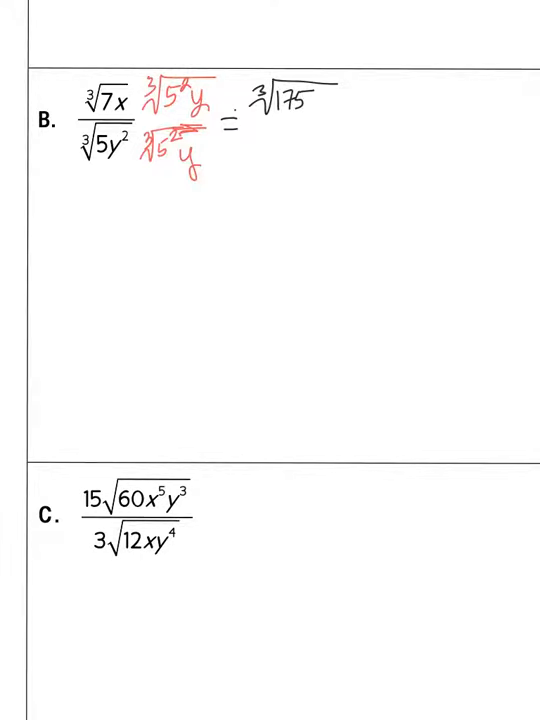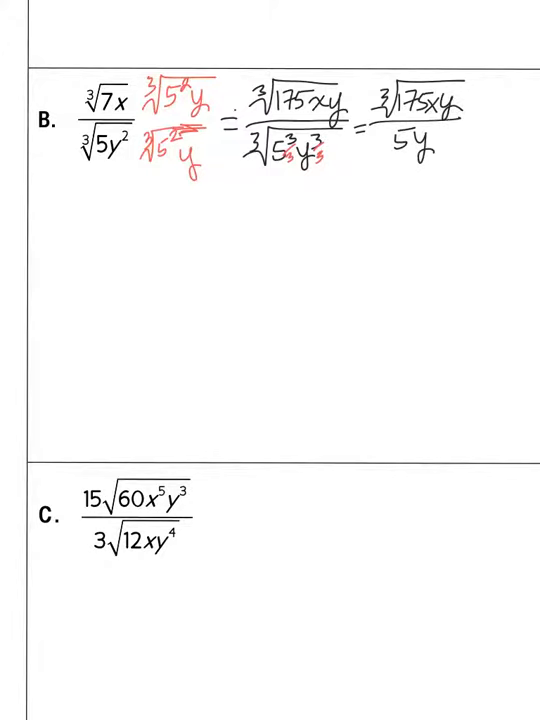There are no perfect cubes in there because it's made up of a 7 and 2 5s. And then I have an x and a y. So none of those are perfect cubes. Then I'm going to divide by the cube root of 5 to the third, y to the third. So now I have perfect cubes underneath there. And if I apply the index rule, I can divide each of those by 3. And I get the cube root of 175xy divided by 5y. And because it's an odd root, I don't have to worry about absolute value signs.